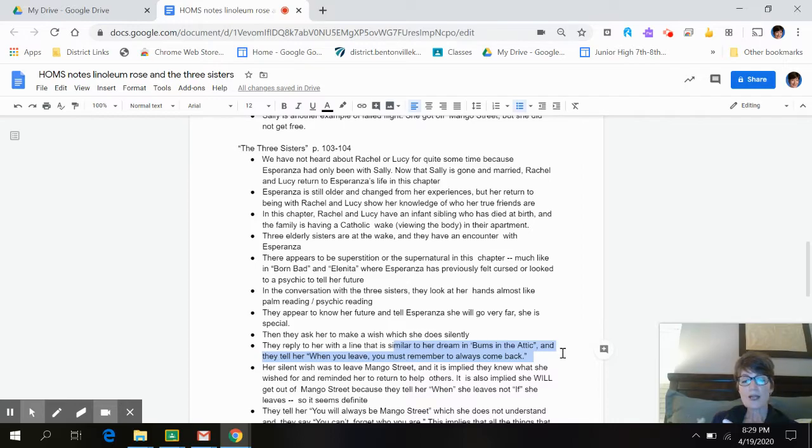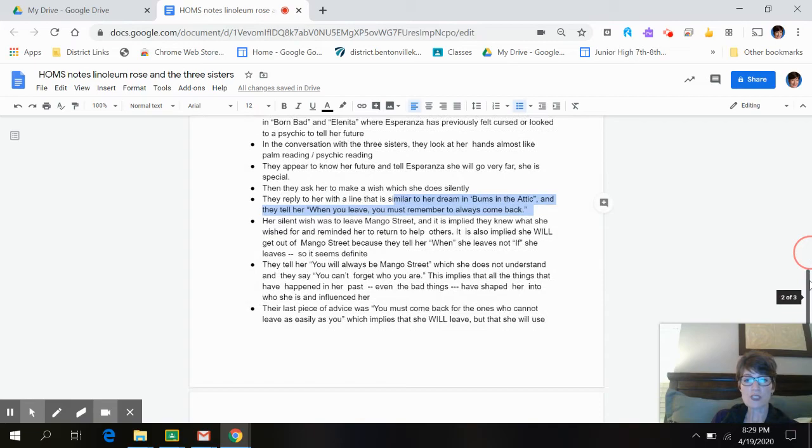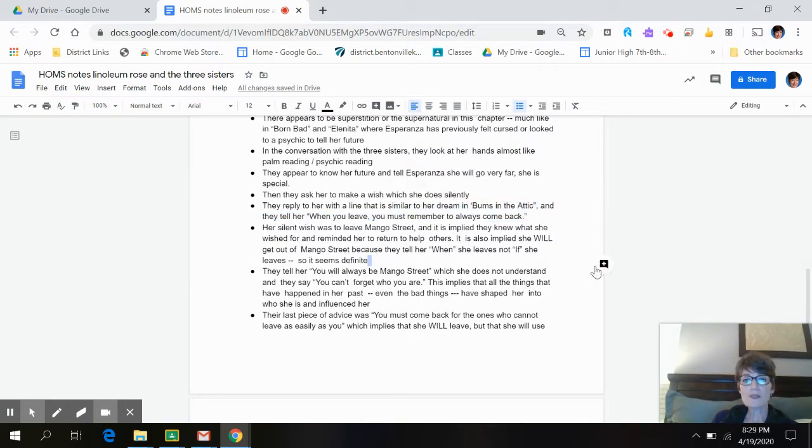And so because of this kind of fortune or psychic prediction that she's hearing, we do get the impression that she will leave. They don't say if you leave, they say when you leave, which implies that it is going to happen at some point, but most likely not until she graduates from high school. And they also say you can't forget who you are, which implies that even the Red Clowns chapter, even the assault on her, even betrayal by friends, even the impoverished life that she lives, are all going to shape who she is.